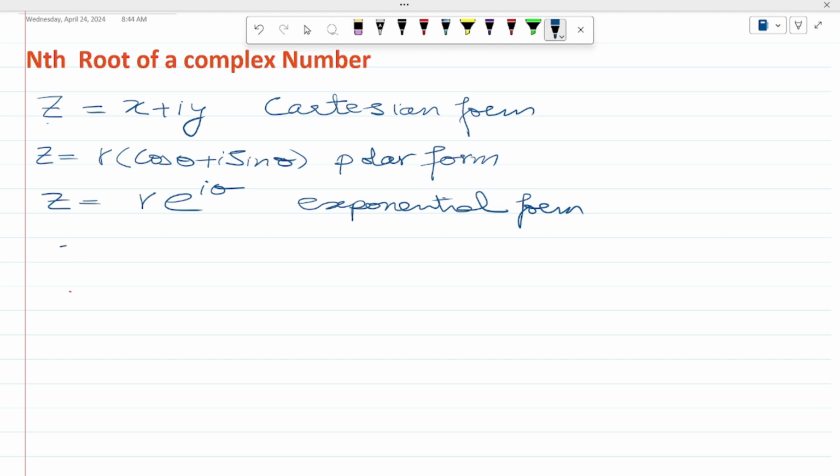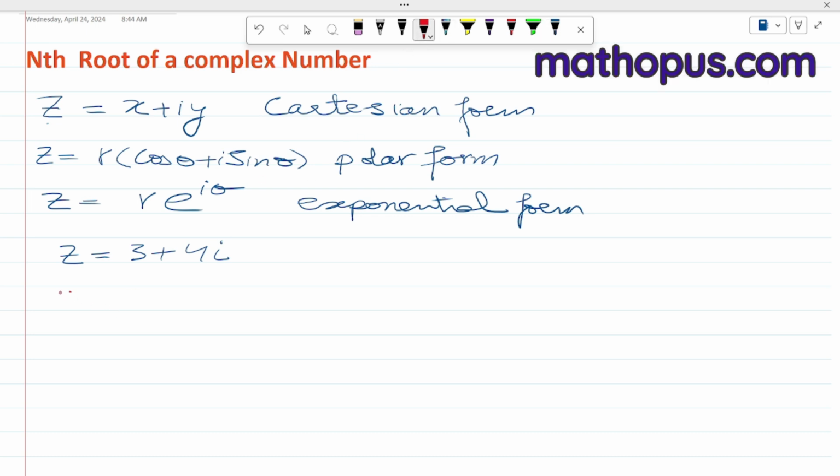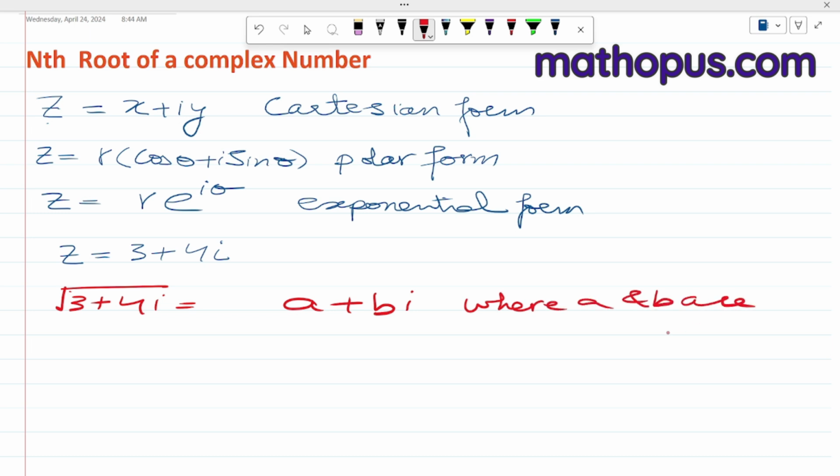The complex number in Cartesian form. Let's take an example: 3 plus 4 iota. This complex number is in Cartesian form. So we want to find its square root, which is going to be a complex number again. So let's see, the complex number is a plus b iota, where a and b are real numbers.